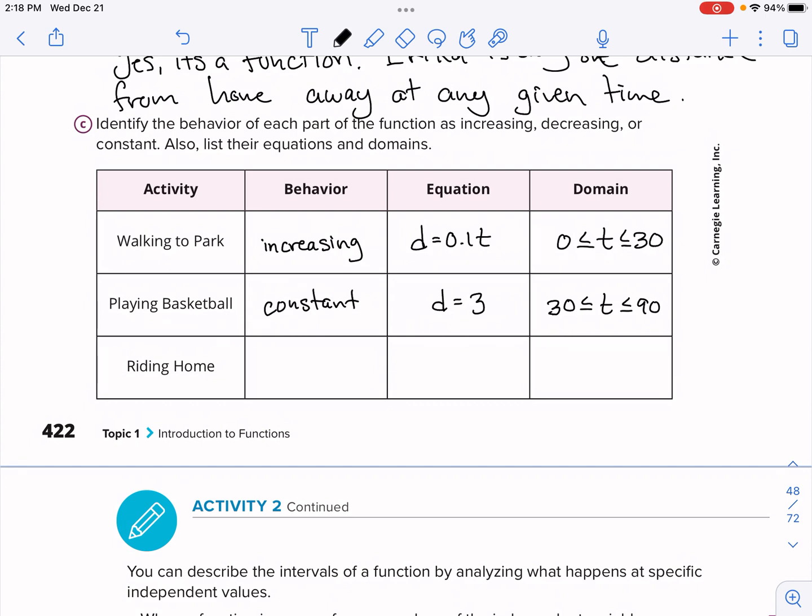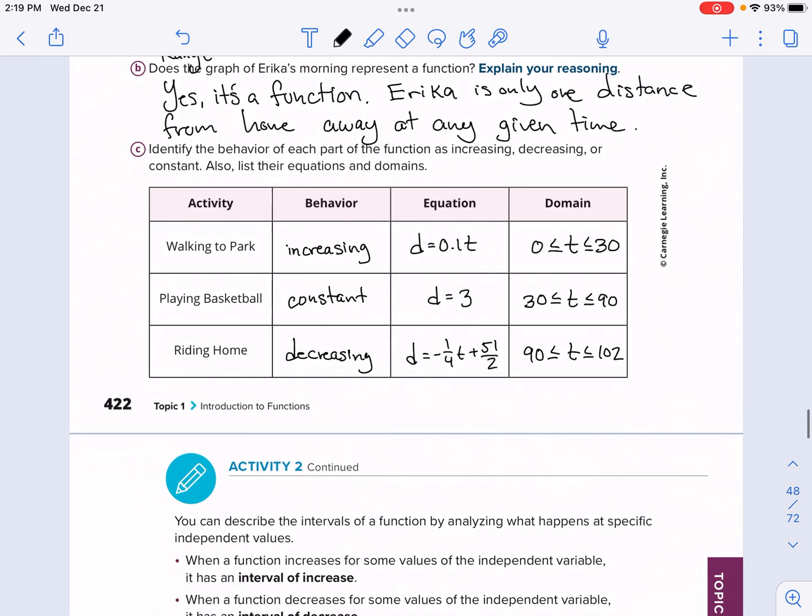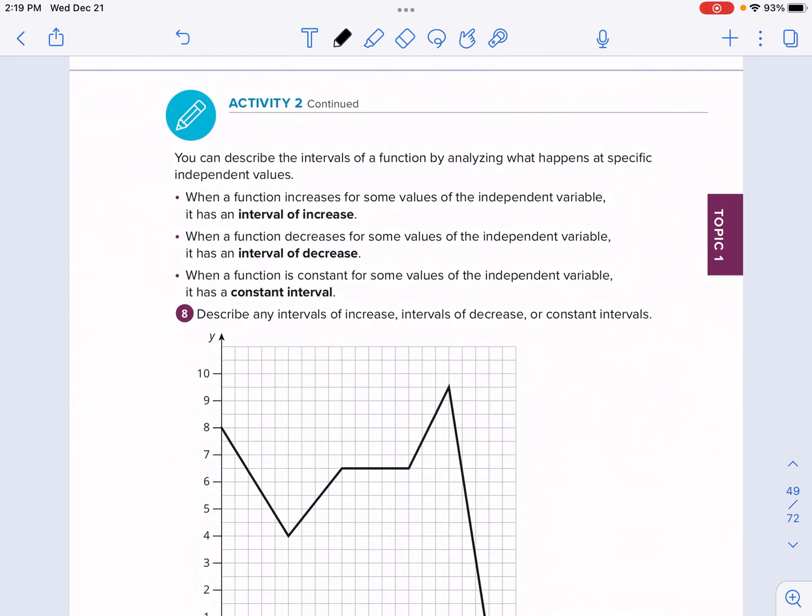And then riding home, right, the distance from home is decreasing. You're getting closer to it. The equation, a little bit more complex equation, was negative 1/4 t plus 51 halves. So that took a lot of effort to figure that out. But from 90 minutes to 12 minutes after that, which is 102 minutes, right, that story then concluded. Okay. Anyways, we have everything there. So far, good work. Let's get to our last page here, which is we're looking at this situation, but let's actually get to some vocabulary terms first.